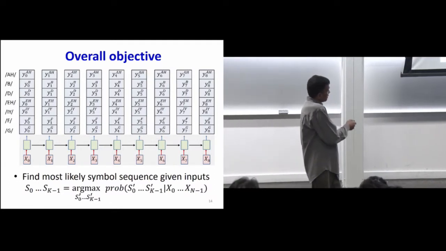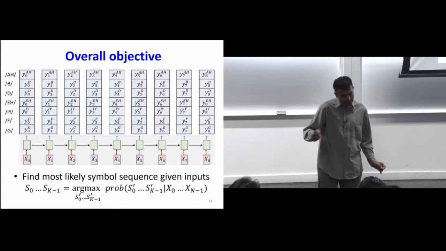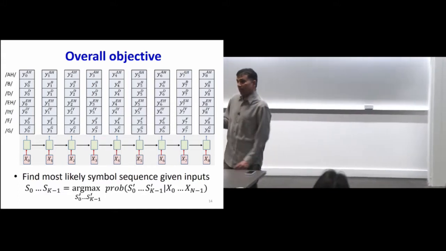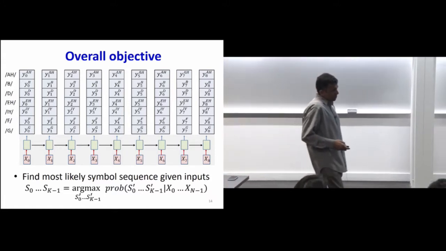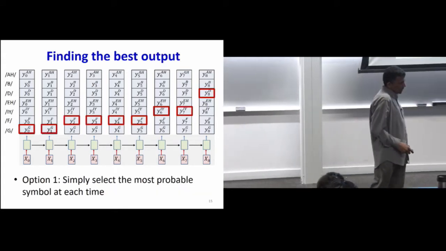So the overall objective here is to find the most likely symbol sequence, S0 through Sk minus 1, given x0 through xn minus 1. So you have n inputs. You want to produce k outputs, where the number k itself has not been specified, let alone where these things must be output, right? Here's a very simple technique that I can use.